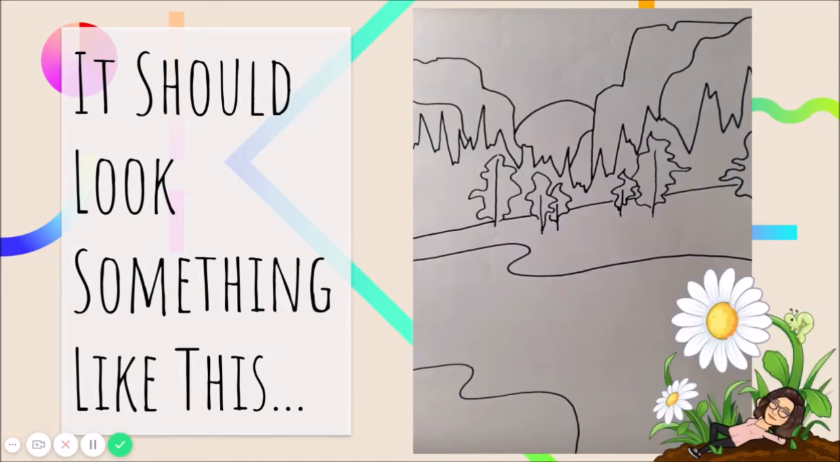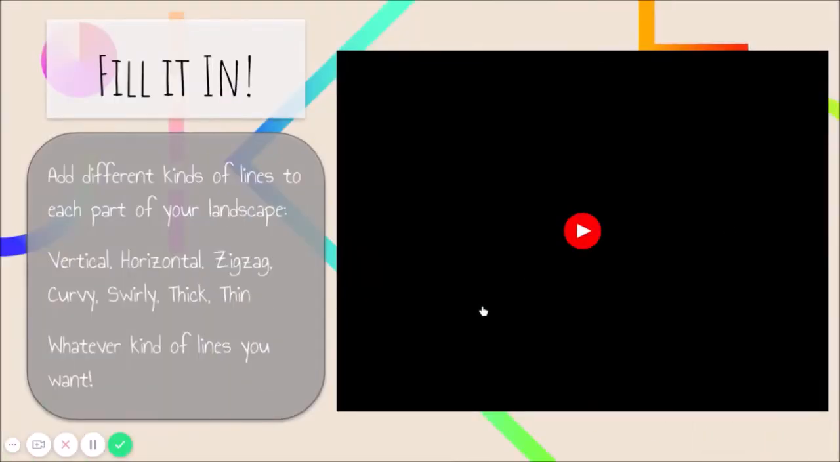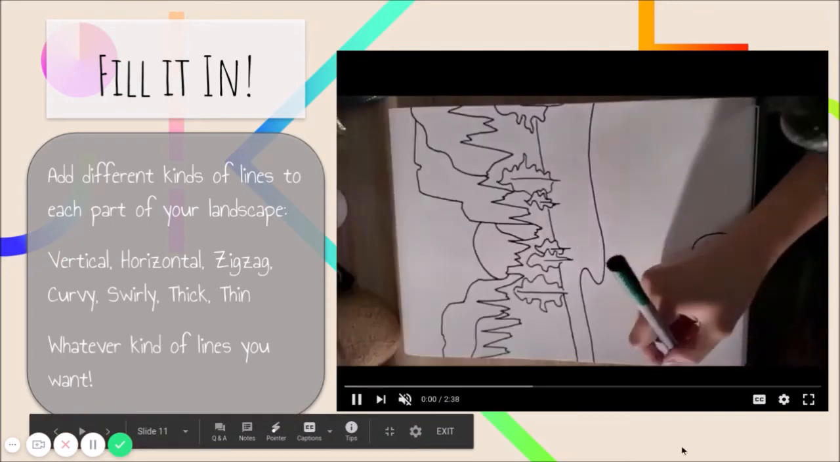But now, we're going to fill in each part of our landscape with different kinds of lines. So you're going to add different sorts of lines to each part of your landscape. Vertical, horizontal, zigzag, curvy, swirly, thick, or thin. Whatever kind of lines you want. Watch Mrs. Delgado fill in hers.